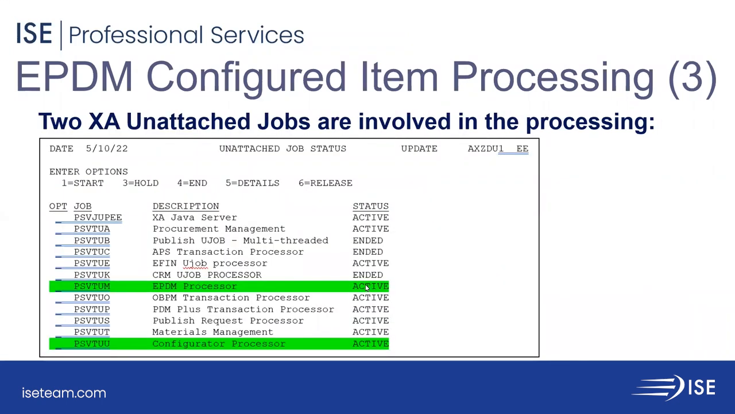There are two unattached jobs that are involved. You have the configurator processor. If you've ever seen that unattached job, you're wondering what it does. That's the one that wakes up when new records are written to those interface tables in the System I Toolkit. And then that UJob works with the EPDM processor UJob to build your new item process with the associated bill of material and the routing.